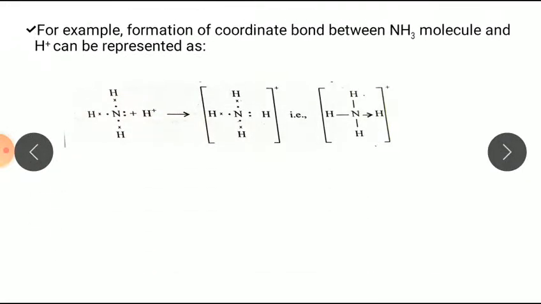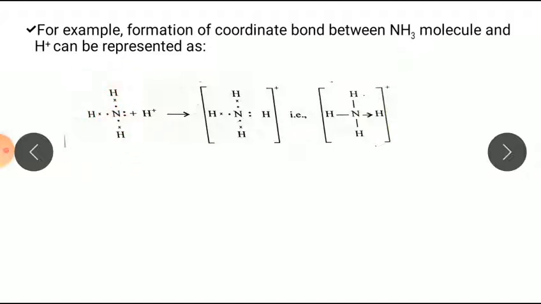Now we will see an example. For example, formation of a coordinate bond between the NH3 molecule and H+ can be represented as follows. Suppose this ammonia molecule, NH3, is there plus H+. In this case, this nitrogen has a total of 5 electrons. In that, 3 electrons will be used for formation of the N-H bonds and 2 will be remaining.